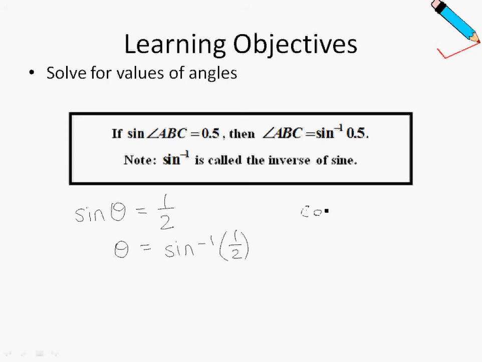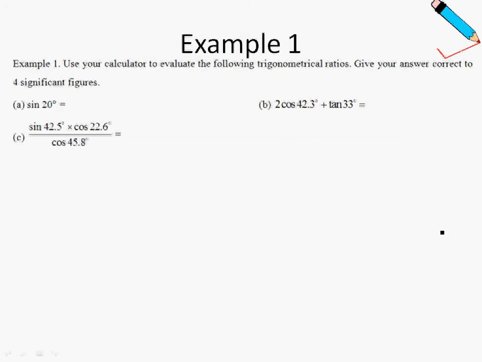Just another example. If I have cosine theta equals 1/3, then to find theta, all I have to do is to take cosine inverse 1/3, and we'll press this into our calculator. So let's move on to look at some examples.